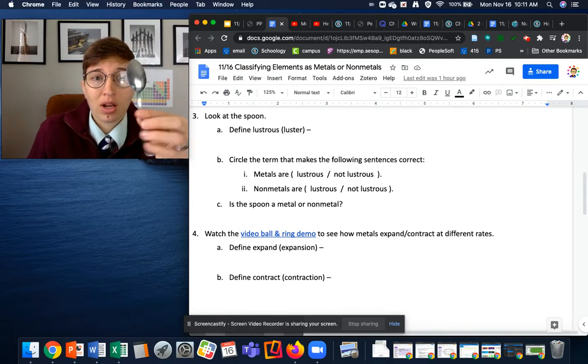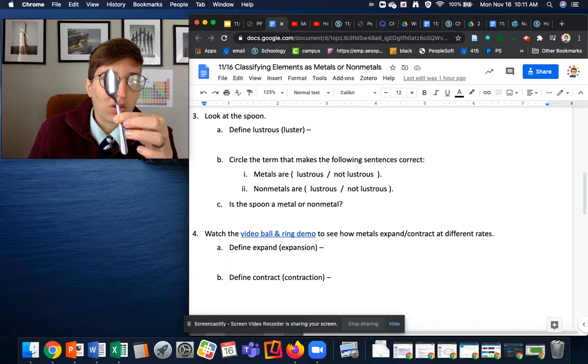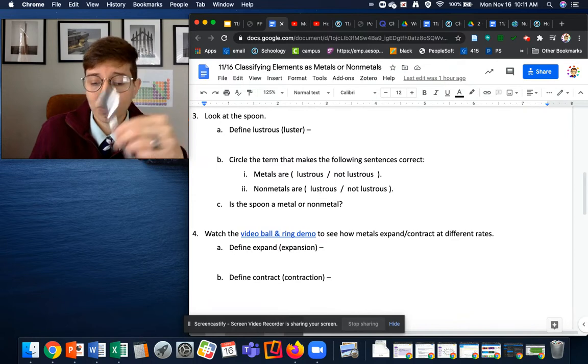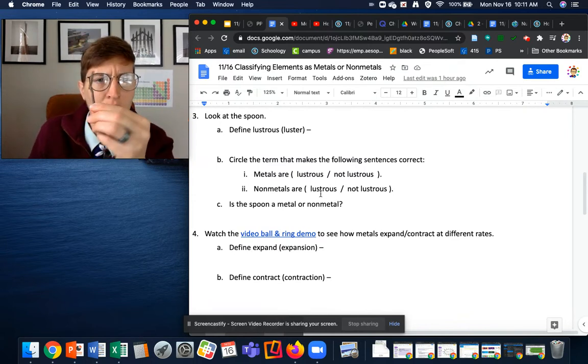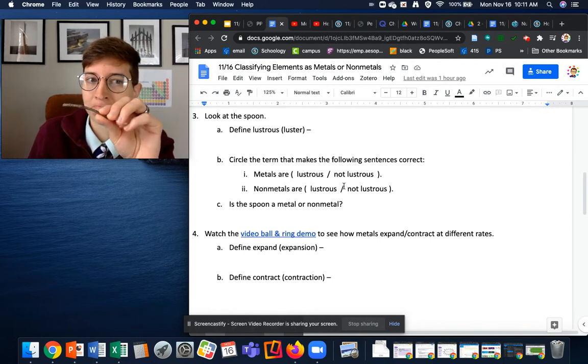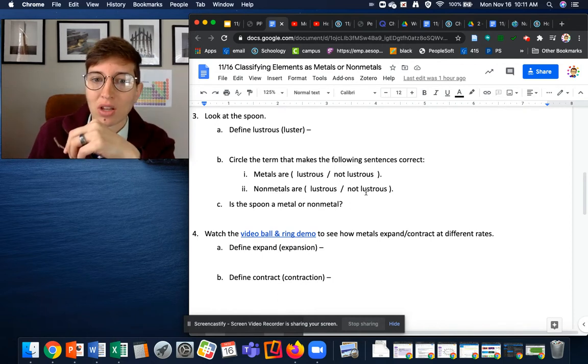Right? So you can see the light from the window right there reflecting off the surface of this. Okay, that means it is lustrous. Nonmetals: do we see any light reflecting off our carbon, our stick? We cannot. It is not lustrous.